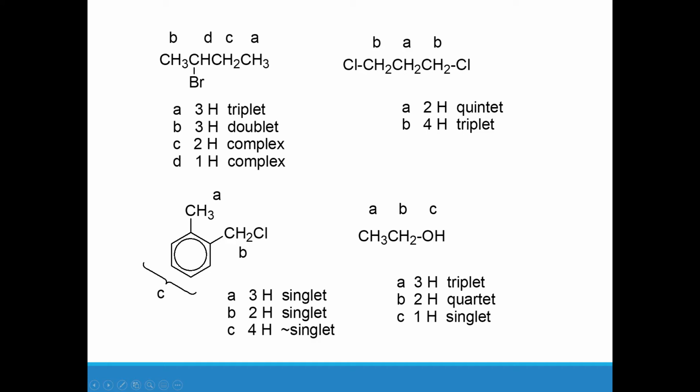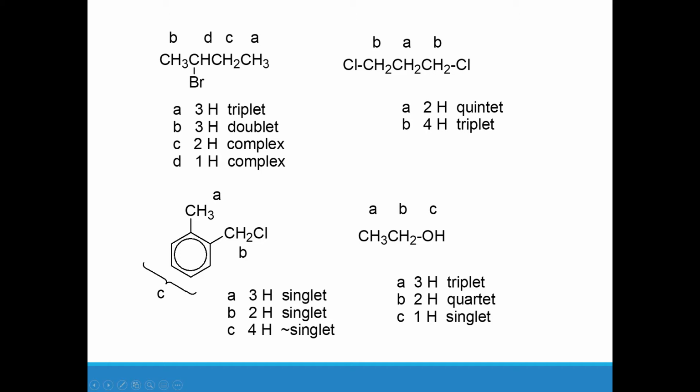So again, for A, 2 plus 1 is a triplet. For B, 1 plus 1 is a doublet. For C, 3 plus 1 is 4, plus 1 is 5, which is complex. And then D, same thing, complex. For the symmetrical molecule, for A, 2 plus 2 plus 1 is 5, so quintet. And then for B, 2 plus 1 is a triplet.